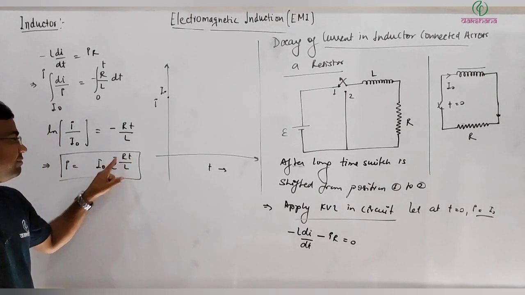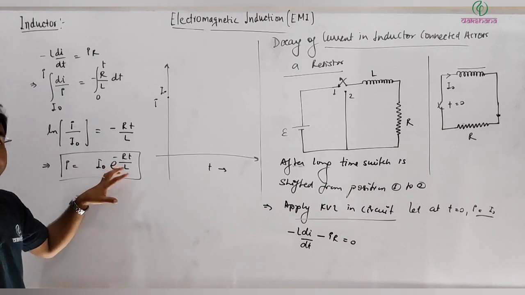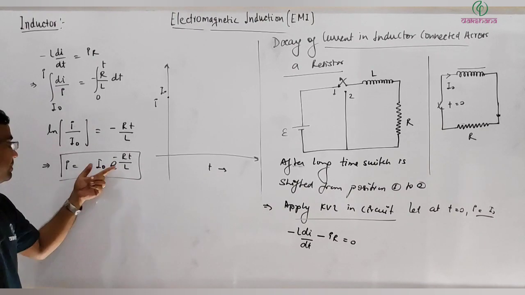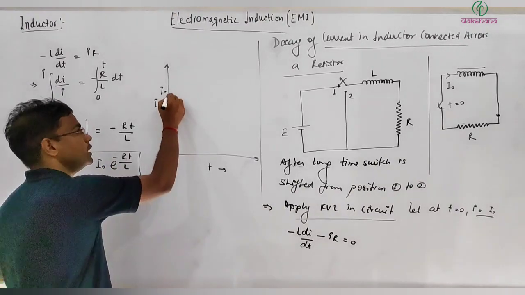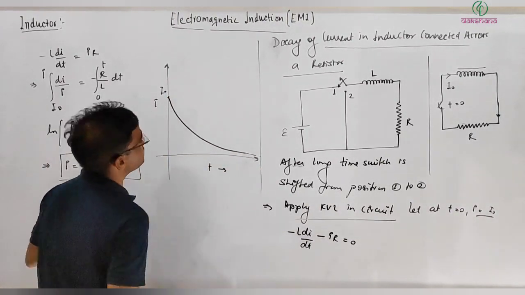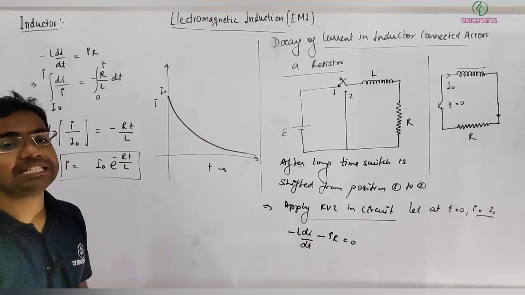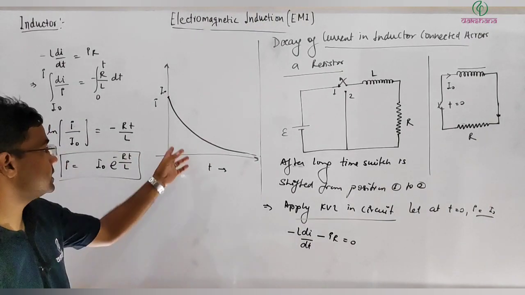At t equal to infinity, what is there? E power minus infinity, 1 upon e power infinity, so 1 upon infinity, that means completely 0. So the final current is becoming 0. So it's decreasing and finally becoming 0. So that is the way. Here we can call it decay because the current is decreasing. So this is our current.